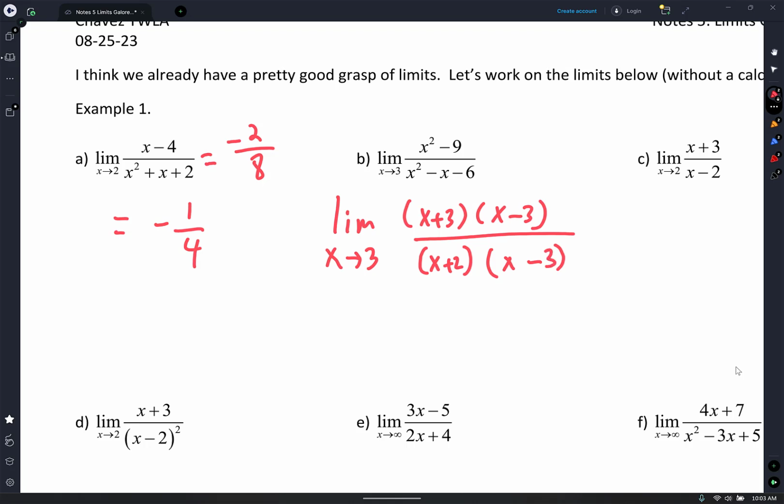Now that I have it written this way, is there a factor that I can cancel out? X minus 3, so cancel these factors out. Now can I do direct substitution? I can. 3 plus 3, 3 plus 2. There it is. That's my limit. How do we feel?